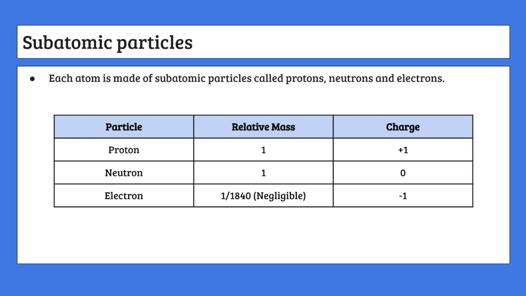Now, an electron has a negative charge of -1, but its relative mass, as stated there, is 1 over 1,840. Now, for IGCSE, we can count this as negligible. So you are to say that the electron has a negligible mass, so therefore you do not include this mass when you're doing calculations of an atom's mass, as this mass is so small that we can simply discount it.